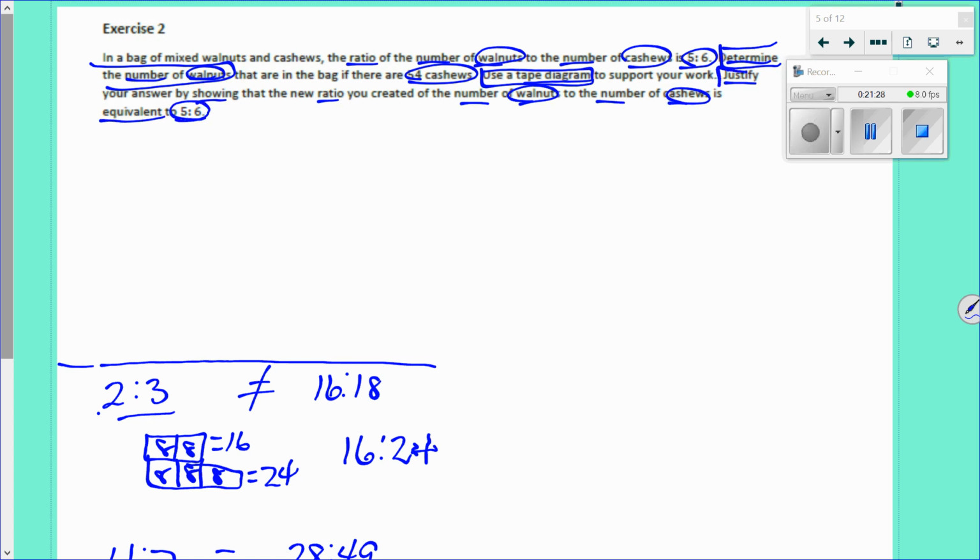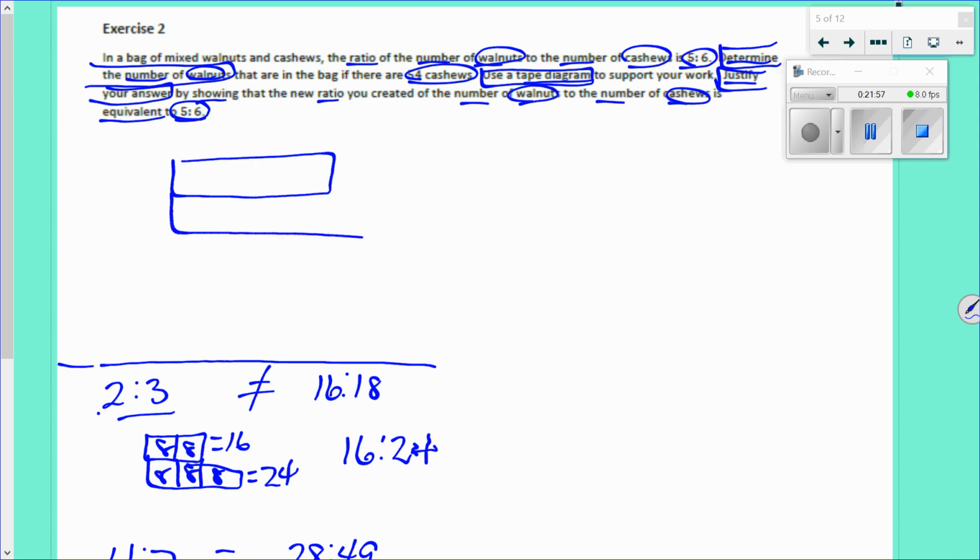So we've got 3 different things that we need to do, correct? I need to determine the number of walnuts, I need to use a tape diagram, and I need to justify my answer. Questions? We'll let you work together as a table. You've got 5 minutes. Go. Okay, this one is set up relatively easily. They gave us the initial ratio, 5 to 6. So my tape diagram, I have 5 on the top, 6 on the bottom.